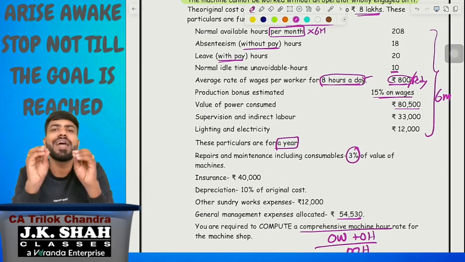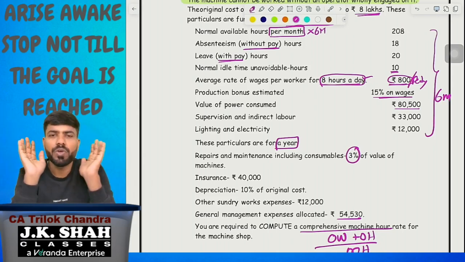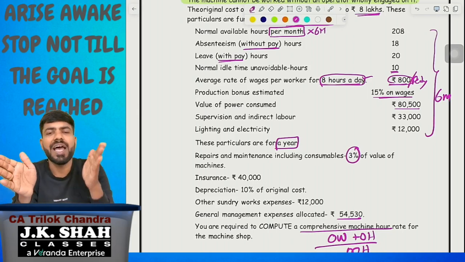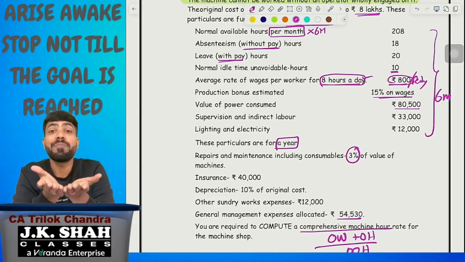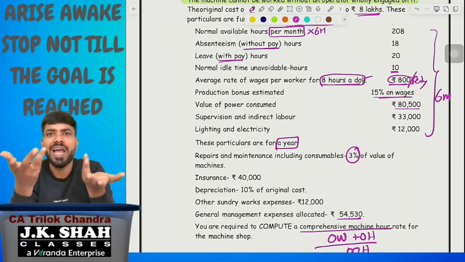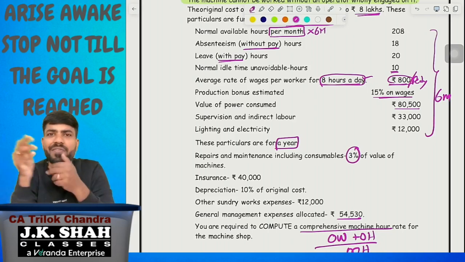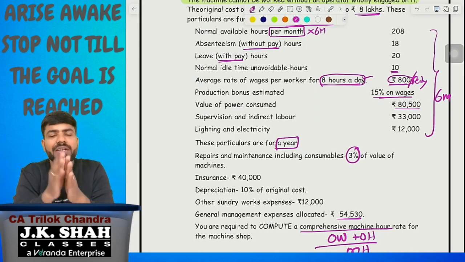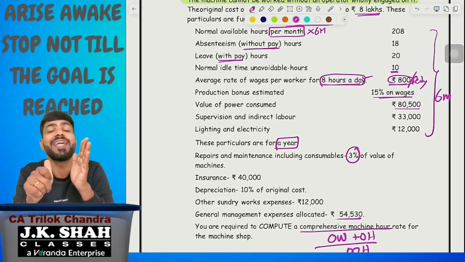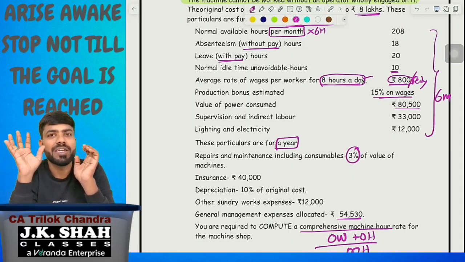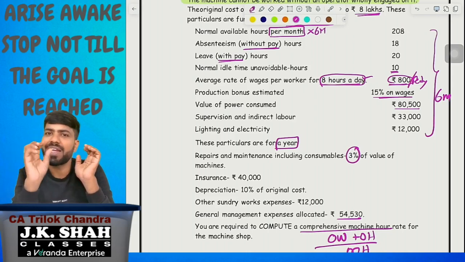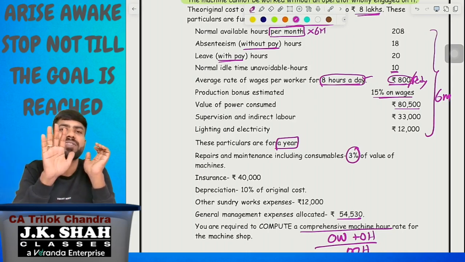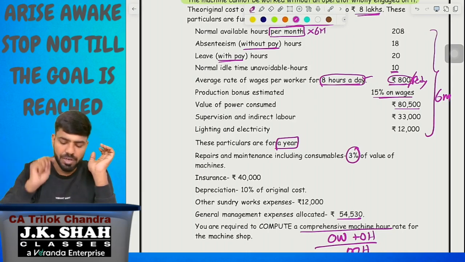Now, look at this. First, we need to calculate the operator wages. To calculate the operator wages, as we discussed, we know the time base. In this question also they have given hours. So time is the base to calculate the wages: hours worked into hourly rate, or simply I can tell you, hours paid to the operator into hourly rate. We will get the operator wages. Let us discuss how to calculate hours paid and hourly rate.